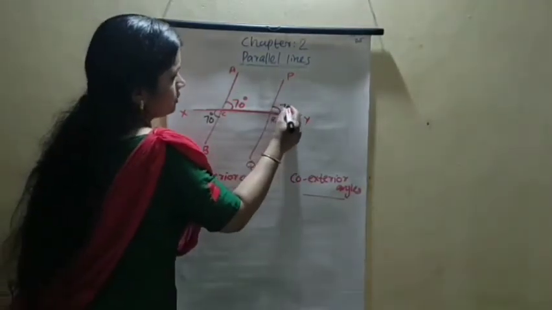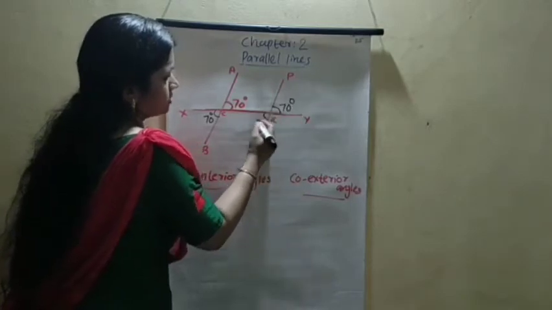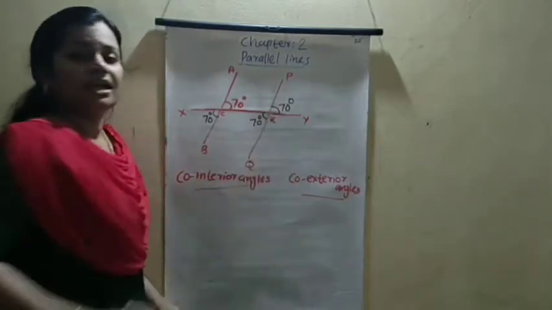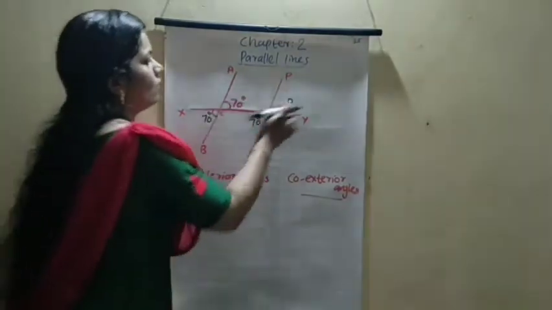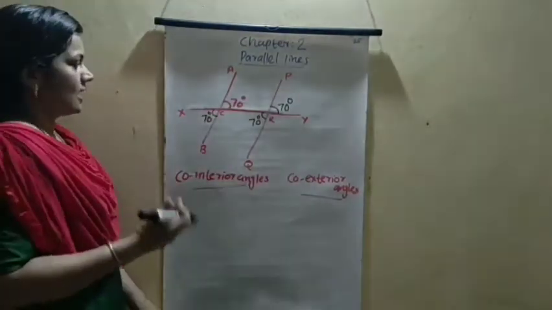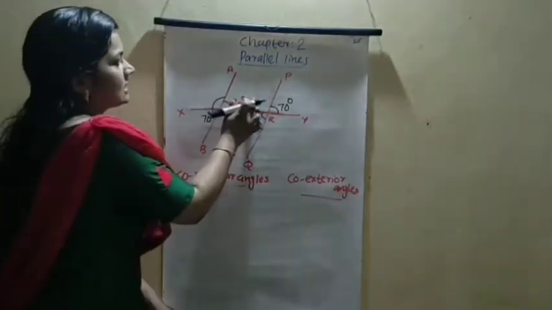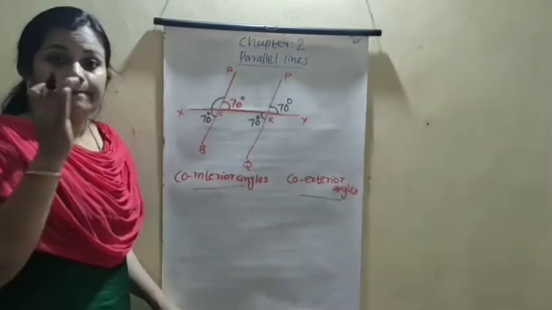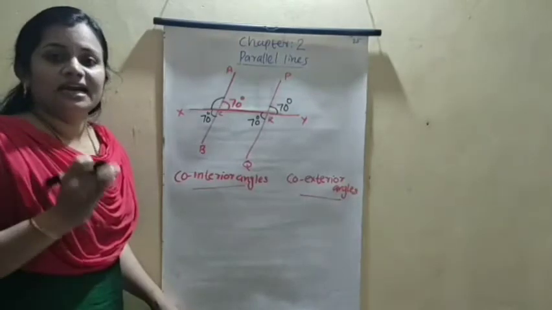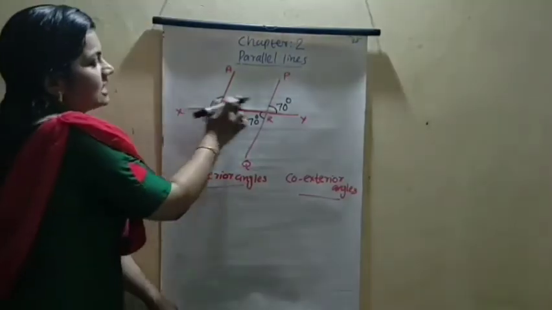So this is also 70 degrees. Here also opposite angles are equal. Then we got the four angles. Next, you have to find this angle. We already told you these are linear pairs. Linear pairs equal 180 degrees.